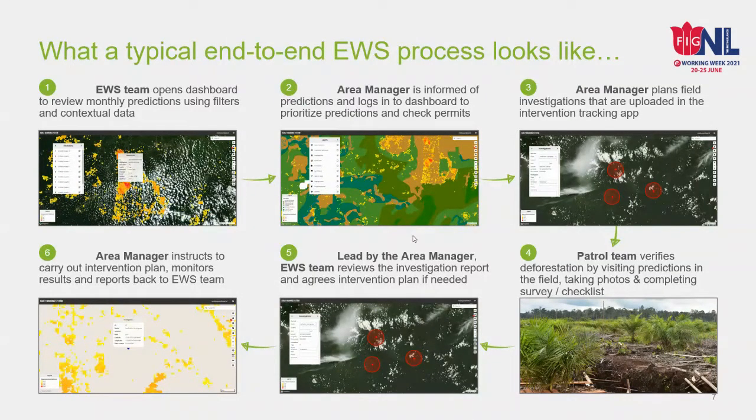And in 5, the investigation report is made. This is also put into the dashboard where everything is collected. And there the area manager can think of what kind of interventions we can do to prevent the deforestation from happening. And in 6, we see that the intervention plan is carried out, and it's going to be monitored for the results.